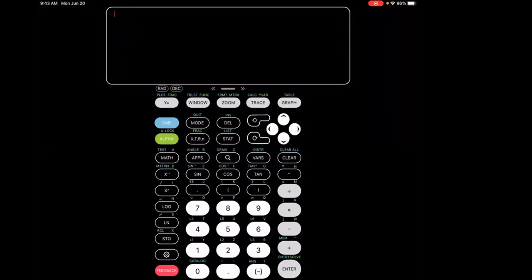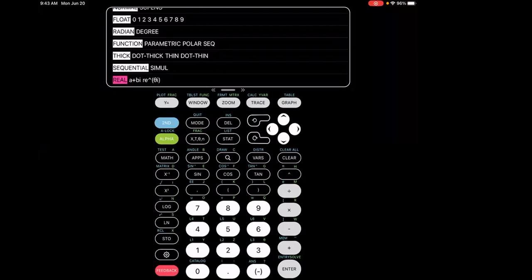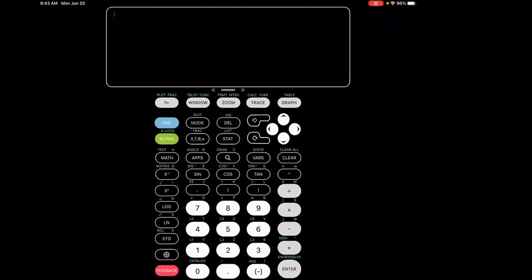If you go to mode, second, quit, see that second and then mode. Just go to mode, go all the way down. You see real number and A plus BI and then R to the E, but I don't care about R. I want to put the cursor over A plus BI and press enter, and then second mode to quit. So that's okay. You have to have a TI-84 though. If you don't, you can watch the video later.